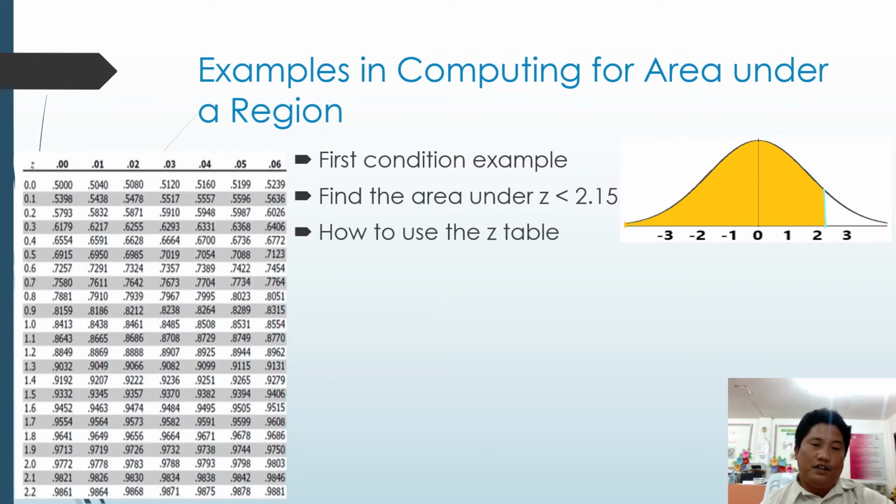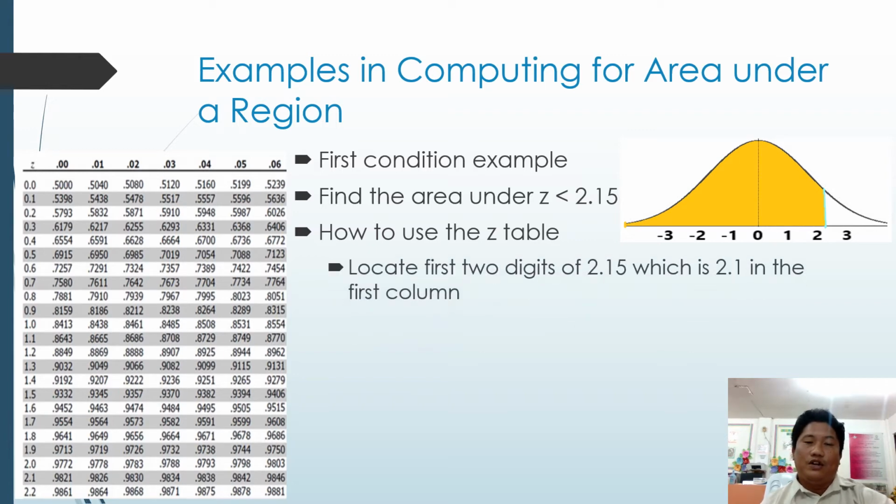So this is our z table from a while ago. So I'll just cut it in that form. So how to use the z table? First, we locate the first two digits of 2.15. The first two digits of 2.15 is 2.1. So you locate them in the first column. Where's the first column? That is the first column. So where's the 2.1? That's the 2.1.